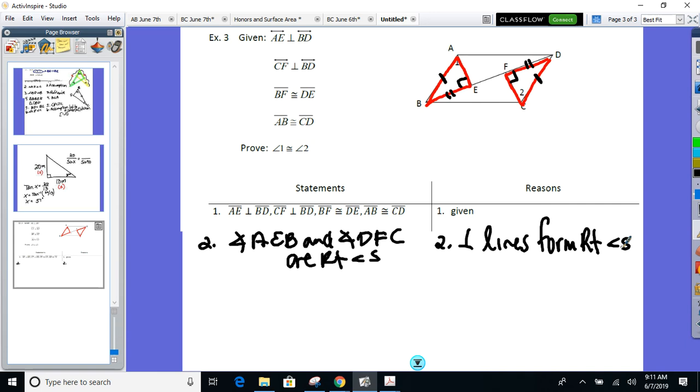Now, since this is an HL proof, you do not have to tell me they're congruent. If you do, that's fine. Leave it. It's a correct statement, but you just don't need it. We're not going to take off for that. You just need to say they're right angles there.